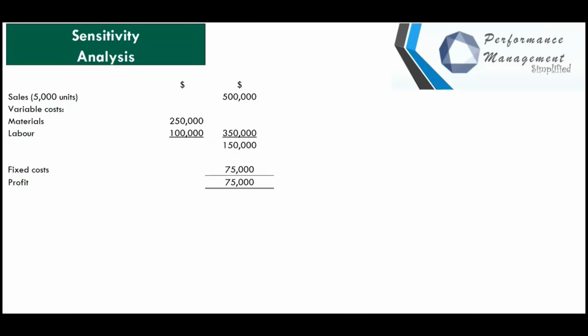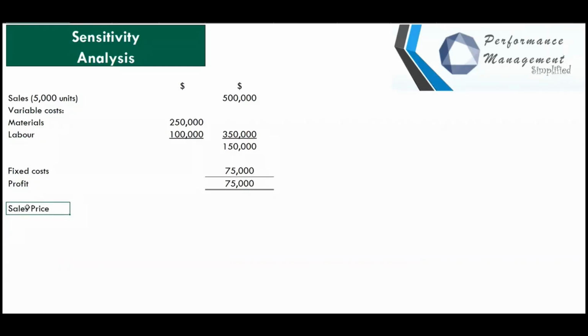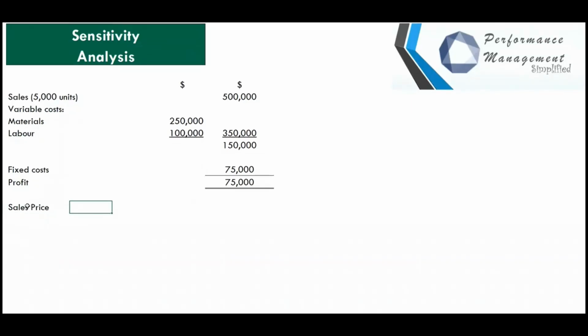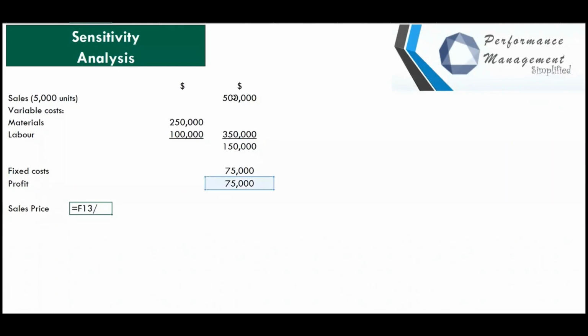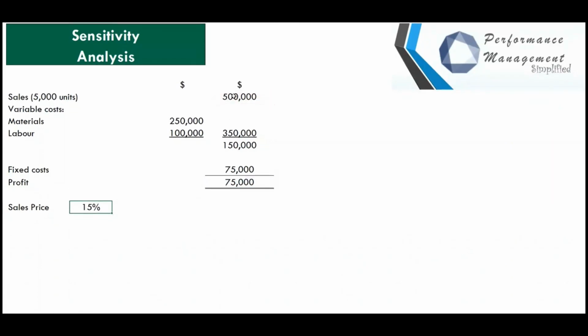Taking a look at the projected statement we have on the screen, we can measure how sensitive the profit is to changes in key variables. So let's check out the very first variable, sales. The projected profit is $75,000, while the projected sales revenue is 500,000. If I divide 75,000 by 500,000, that's 15%. That's practically telling me that once the projected sales price drops by more than 15%, the project will turn out to be a loss.